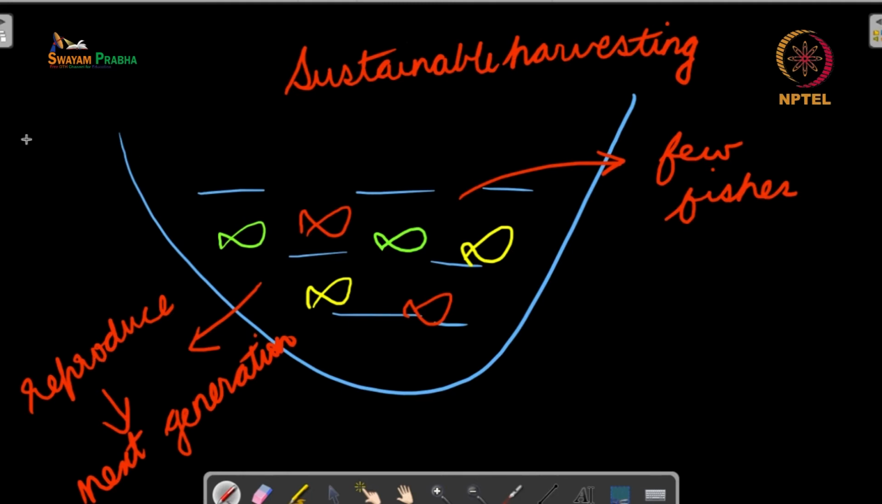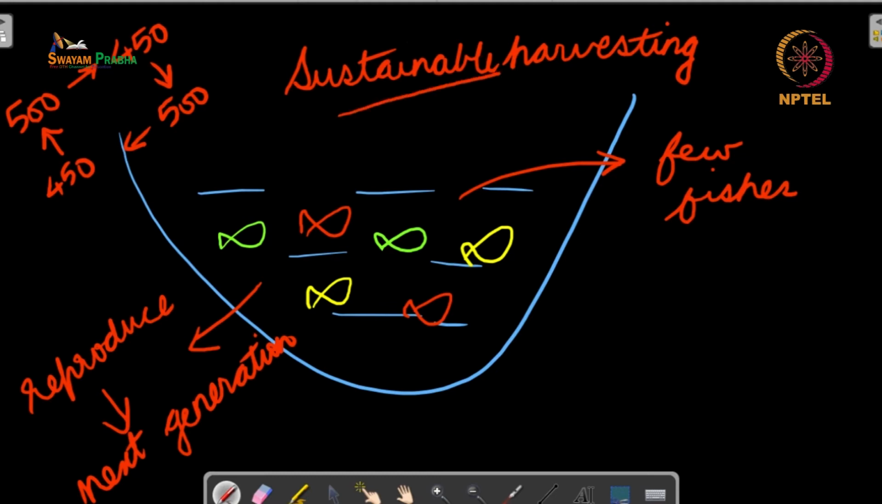And with this reproduction, they will be producing the next generation. Now suppose this pond has, say, 500 fishes. Out of 500 fishes, we take out 50, and so the pond is left with 450. We give it time, and then this population of 450 will again bounce back to 500. Once it has bounced back to 500, we can again take out 50. And this process can go on and on for a very long period of time. Now this is sustainable harvesting.